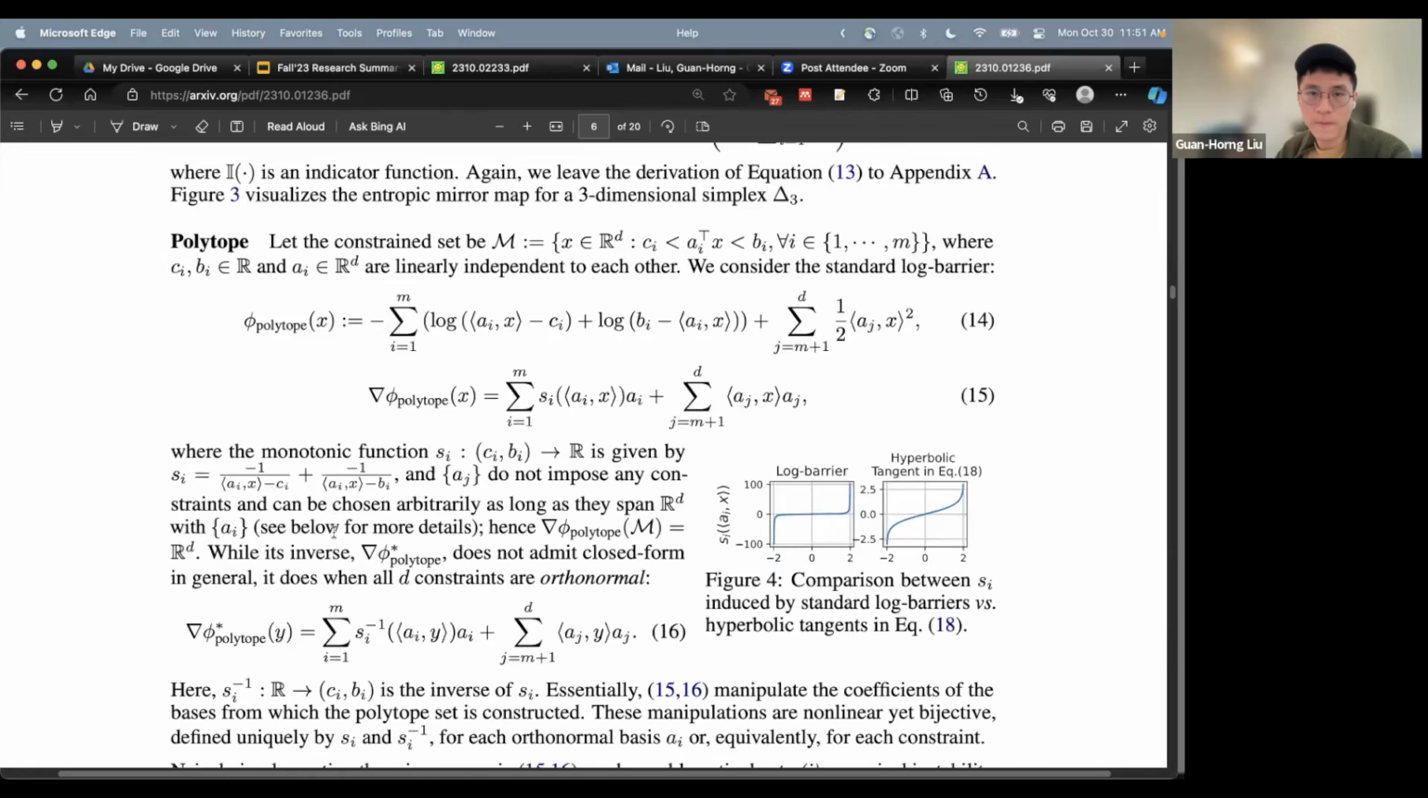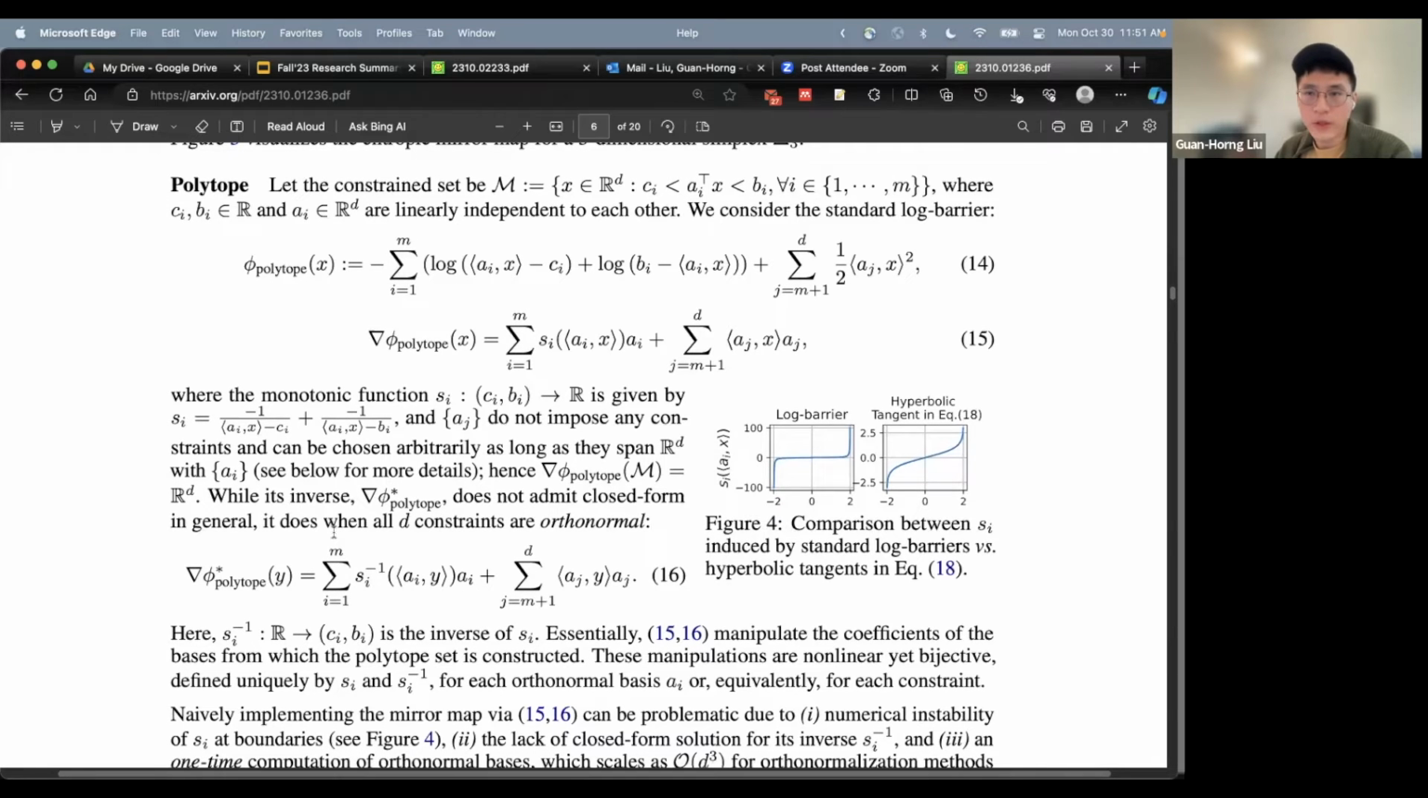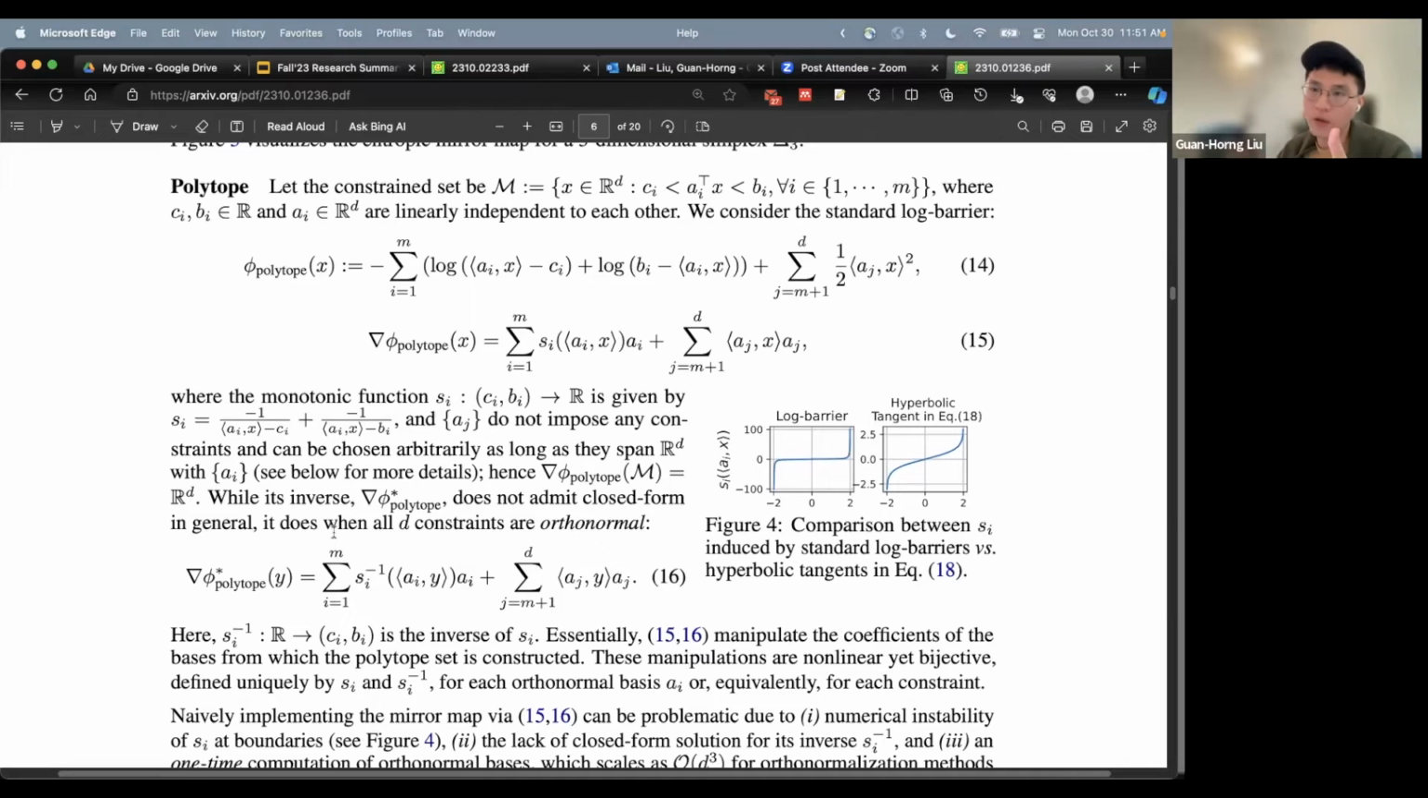For the polytope, we can still define a standard log barrier as equation 14, and then we simply take the gradient, and we get the mapping from the primal to dual. The problem here is that there is no analytic solution from dual to primal. So the inverse of equation 15 does not admit a closed form solution, and that's one of the issues for the log barrier function. For the L2 ball, it just happened that the inverse is tractable, but here we are in a more general case. So we have to do additional modification in order to proceed.